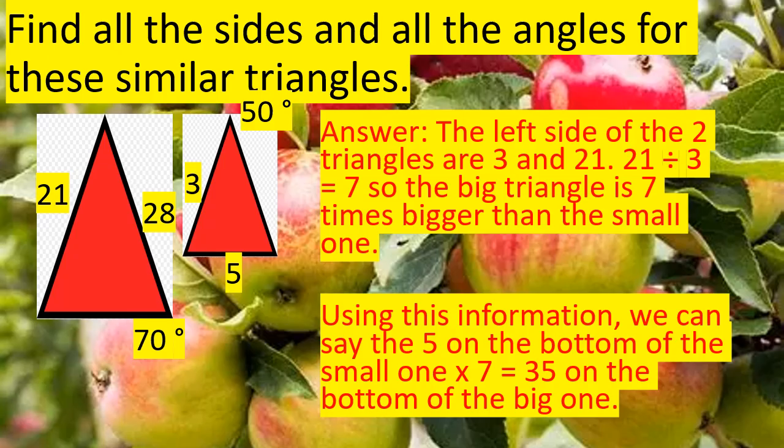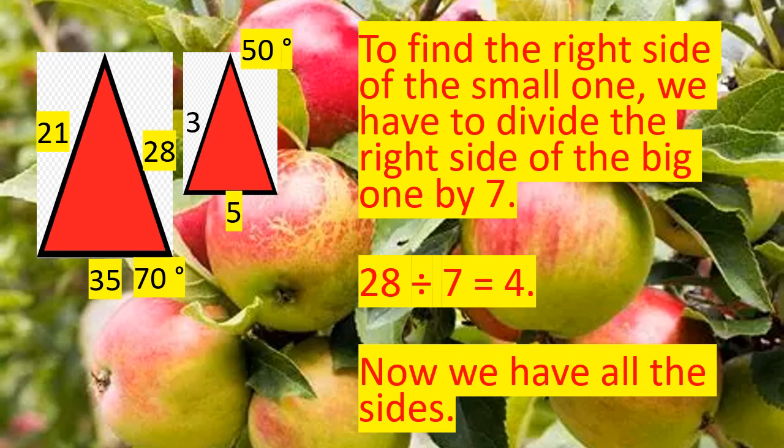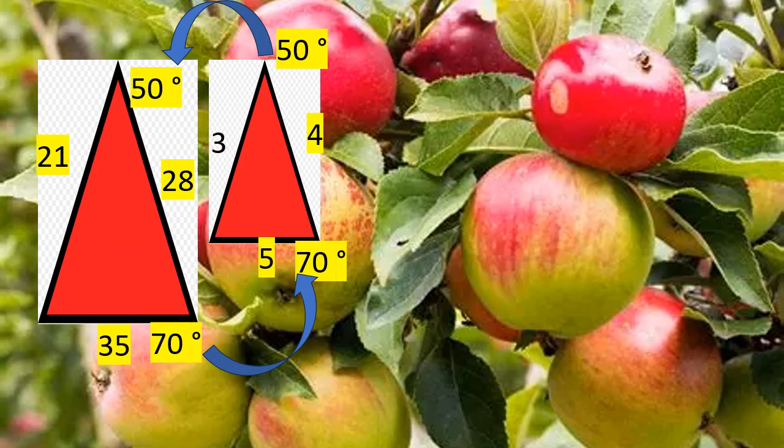Using this information, we can say the 5 on the bottom of the small one times 7 equals 35 on the bottom of the big one. And there you can see how it's moved. Now to find the right side of the small one, we have to divide the right side of the big one by 7. So 28 divided by 7 equals 4. And now we have all the sides.